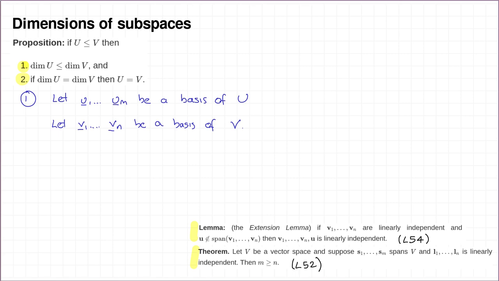But now we just observe that the basis of U is a linearly independent set, or linearly independent sequence of elements of V. U is a subset of V, so I can consider these elements of the basis of U to be elements of V, and in particular they're linearly independent because they form part of a basis of U. And our basis of V is a spanning set, in particular for V.